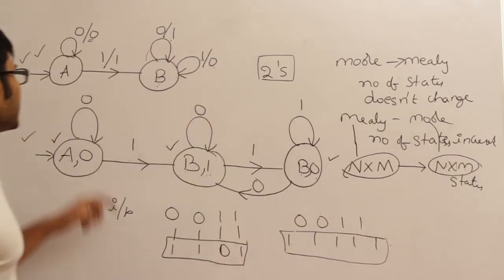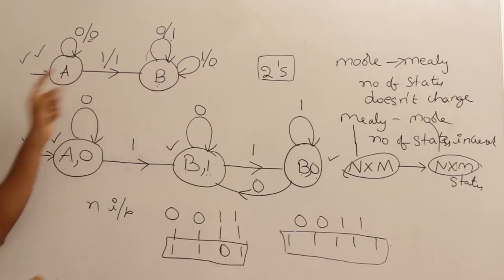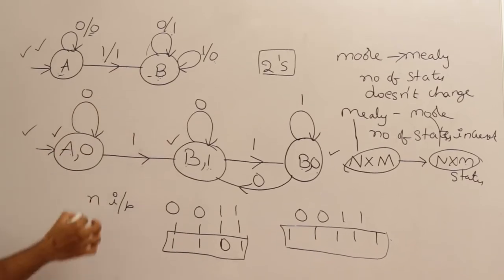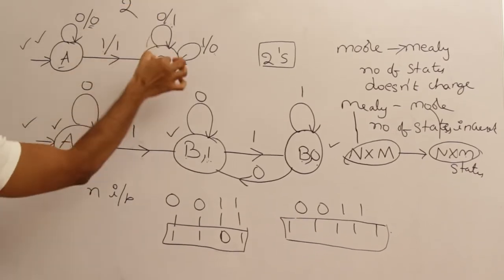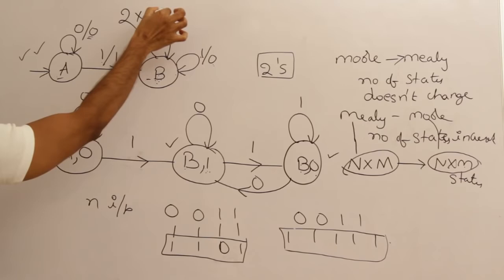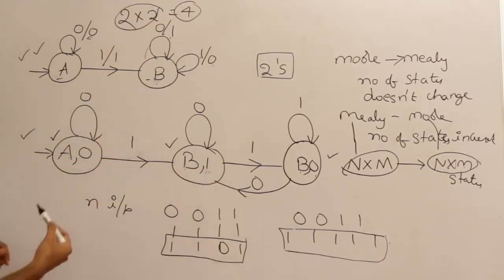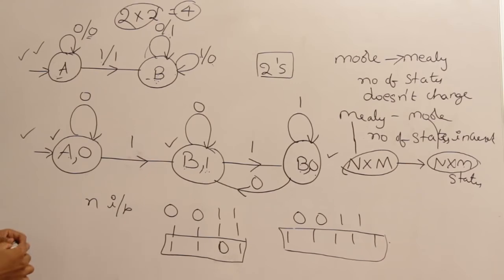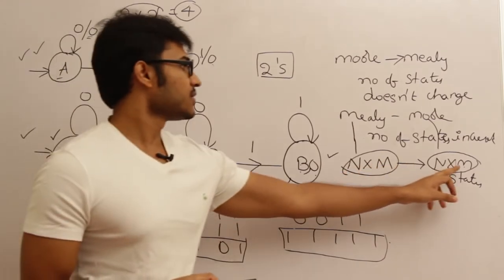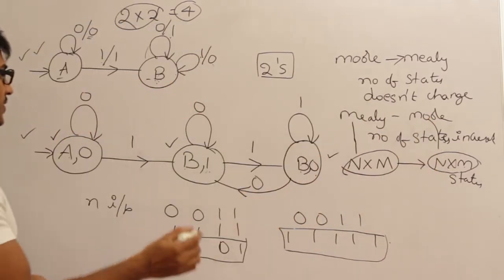In the worst case, I might go up to 4 states here, because in the Mealy machine there are 2 states and the outputs are 2. Therefore I might go up to 4, but in this case luckily we got only 3, right? So in any case we are going to go up to N into M states in the final Moore machine, right? This is the example.